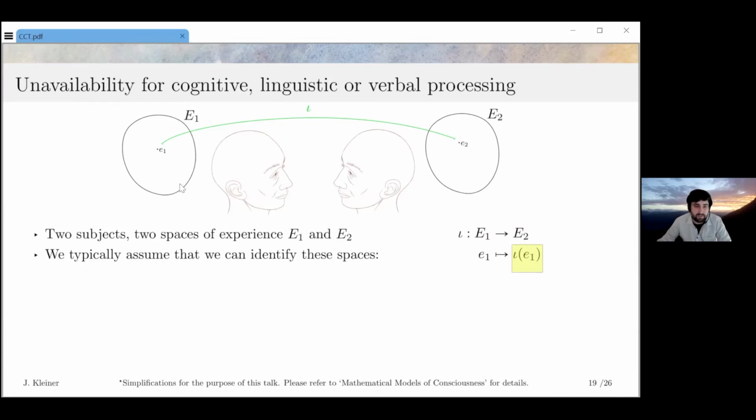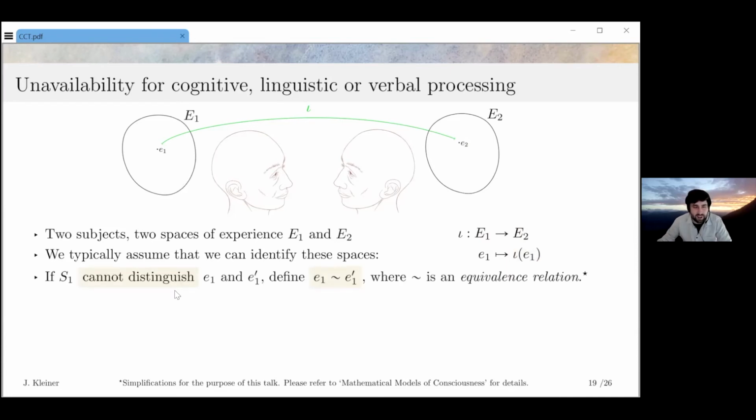And now let's take into account that subject S1 cannot distinguish certain states of consciousness, as for example in these simple examples I showed, but in fact I would claim that's something much more broadly applicable.